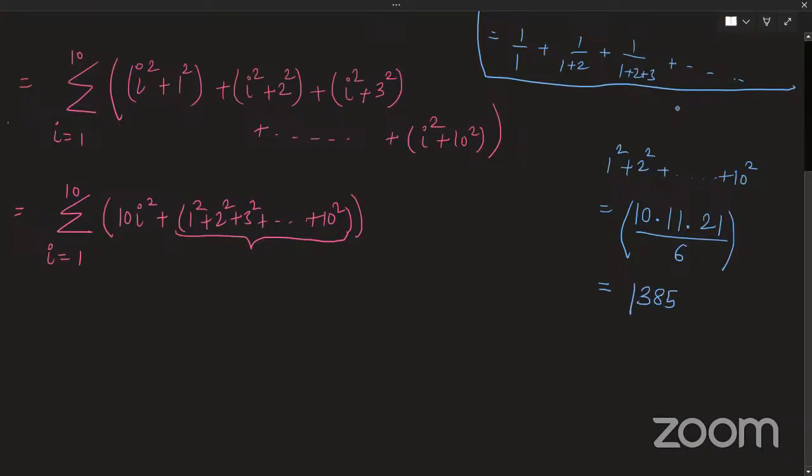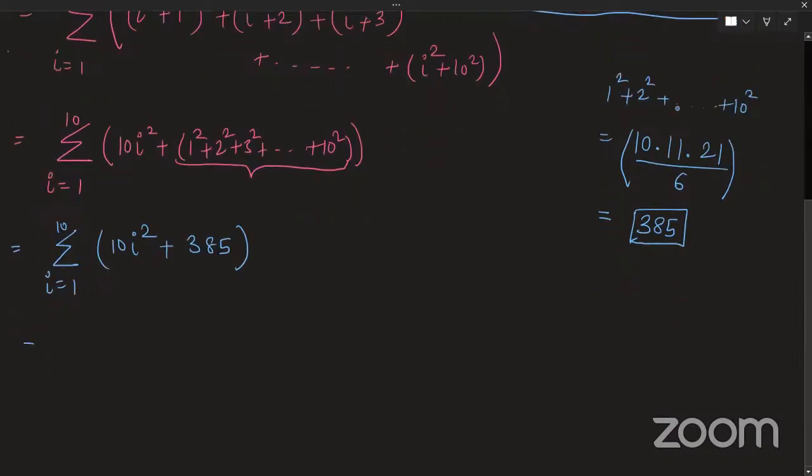385. Assuming that you are correct, this thing becomes sigma i from 1 to 10, 10i square plus 385. So now, is it very easy? It becomes 10 times sigma i square plus sigma 385, where i is going from 1 to 10 in both the cases.